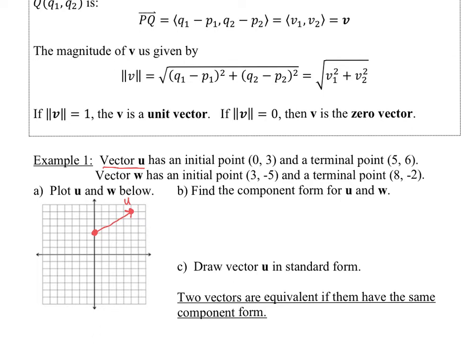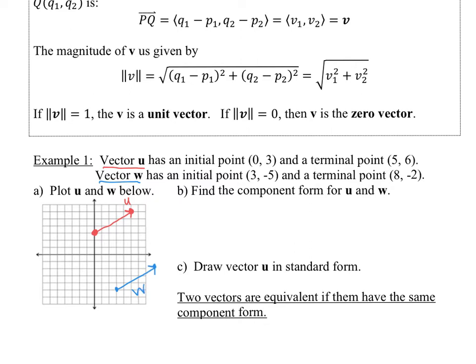Okay, let me now draw vector w. So vector w has initial point 3, negative 5, and terminal point 1, 2, 3, 4, 5, 6. Oh, I went off the graph. Negative 2, so around here. Okay, and remember, initial to terminal. Okay, and that is vector v.